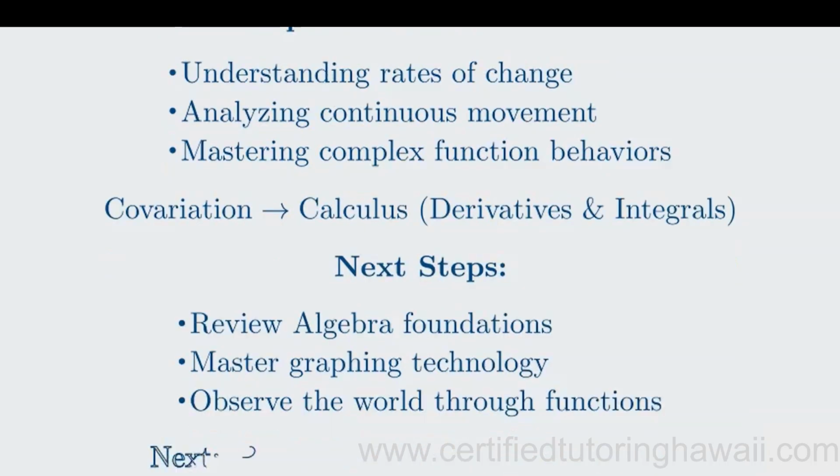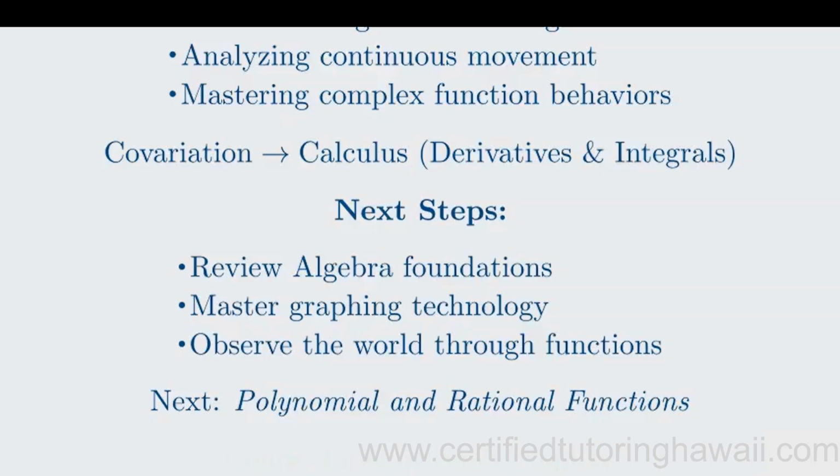In our next lesson, we will begin our deep dive into polynomial and rational functions, exploring their zeros, intercepts, and end behaviors. We have successfully introduced the purpose, scope, and key themes of the AP Precalculus course. Take some time to reflect on the rule of 4. The next time you see a graph or a data table in the news or a science class, ask yourself, how are these quantities covarying, and what would the equation look like?